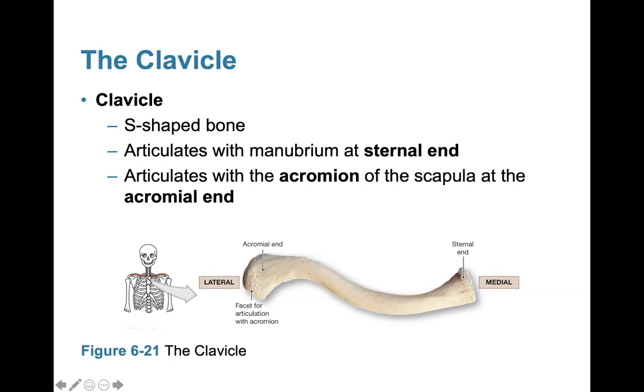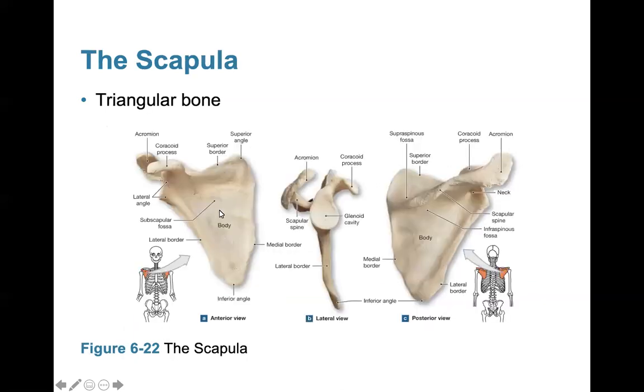We can see that right here. This is your breastbone here. This is the medial end, the sternal end. Here's your scapula or your shoulder blade, and this is the acromial end. So the scapula is a triangular bone. And here you can see an anterior view, posterior view, and a lateral view. Lateral view is looking from the side. One of the things that the scapula will have is what we call the glenoid cavity, and the glenoid cavity is where the head of the humerus will fit into.